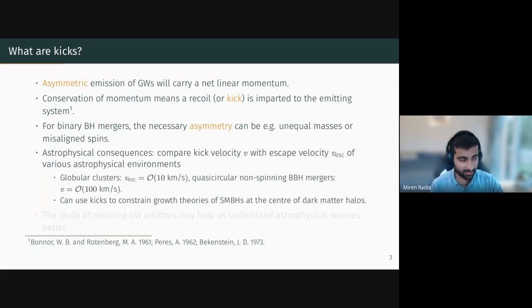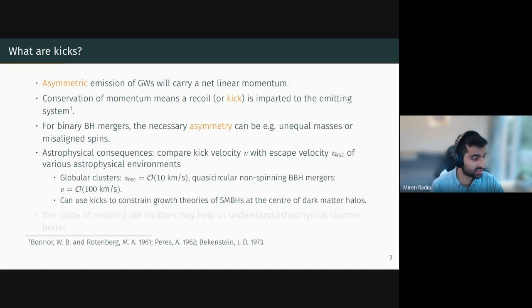Well, one reason we care about kicks is the astrophysical consequences. It's pertinent to compare the kick velocity that we get from numerical simulations with the escape velocity of various astrophysical environments. I've given you some examples here that come from astrophysics. For globular clusters, the escape velocity is on the order of tens of kilometers per second. And we know, even before this work, that quasi-circular non-spinning binary black hole mergers, where the kicks are generated by the asymmetry from unequal masses, can generate kicks on the order of hundreds of kilometers per second. So these will escape globular clusters, as an example.